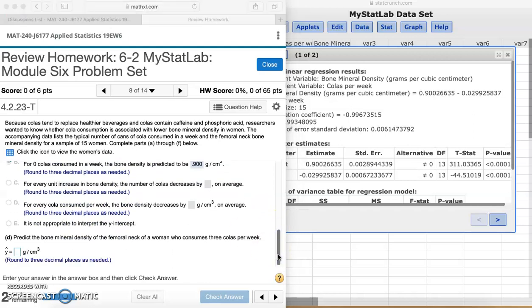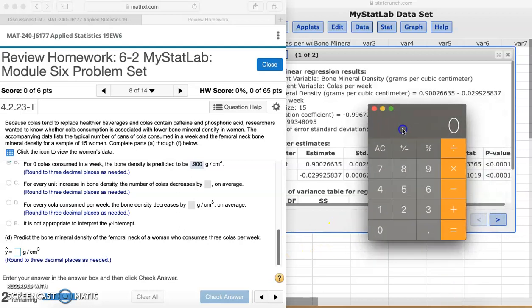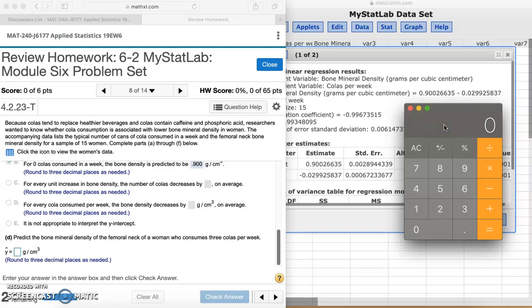All right, part D, predict the bone mineral density of the femoral neck of a woman who consumes 3 colas per week. So what we're going to do here is you're literally just plugging 3 in for X, and then your outcome, Y, is going to be the answer here, your Y hat. So let's bring up our calculator, and here's our equation right there. We're just going to go to 3 decimal places because that's what they asked for in part A.